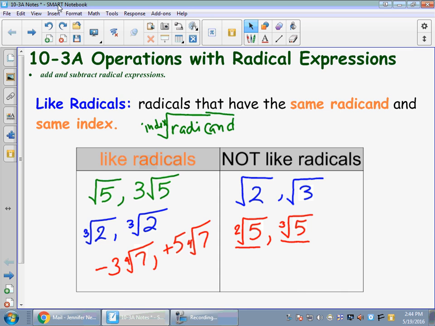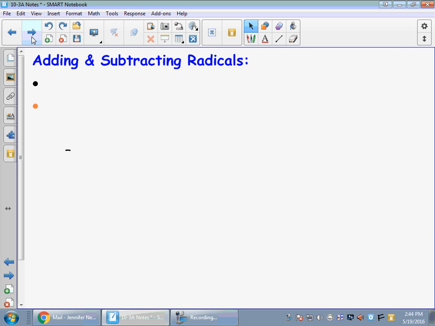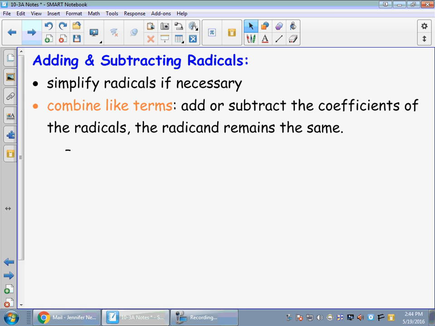All right, so to add and subtract these things, we're going to simplify any radicals. We're going to pull out the perfects. We're going to get the radical out of the denominator if we need to, get rid of fractions, do everything we did last week, if necessary. In the beginning, it won't be necessary. The second part, you're going to combine like terms. We did this with variables. It is the same concept with radicals.